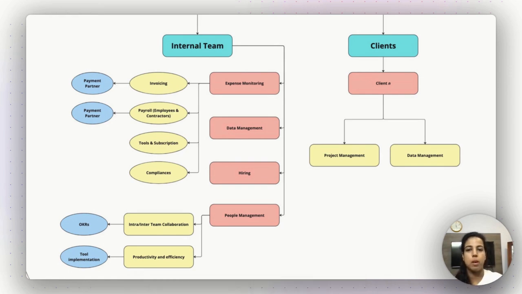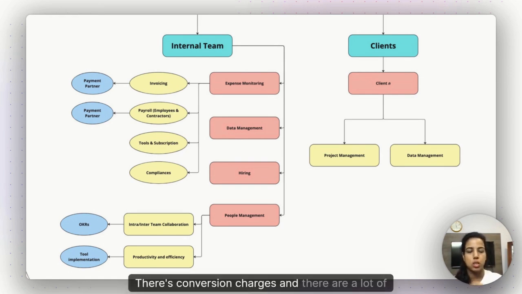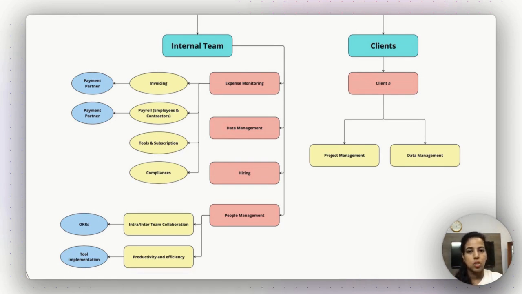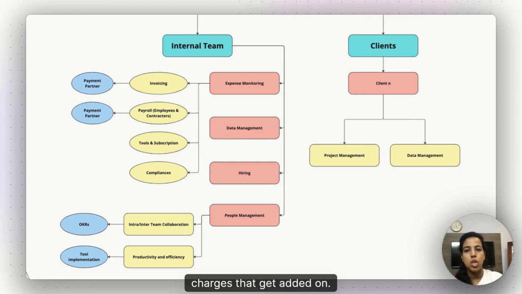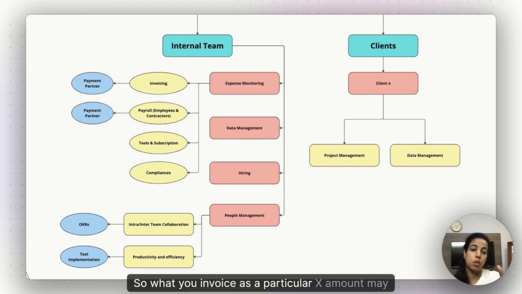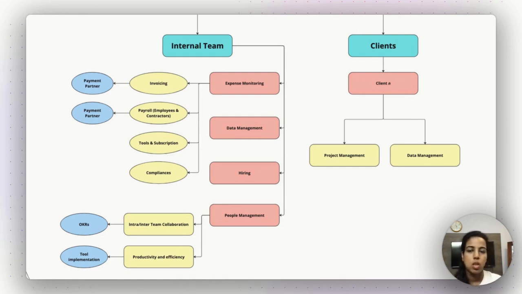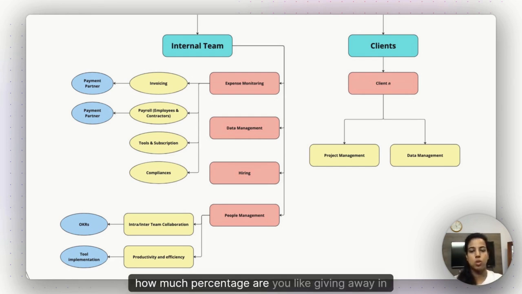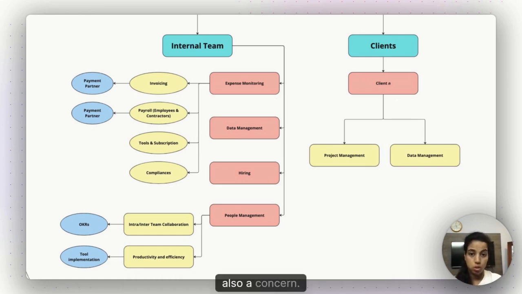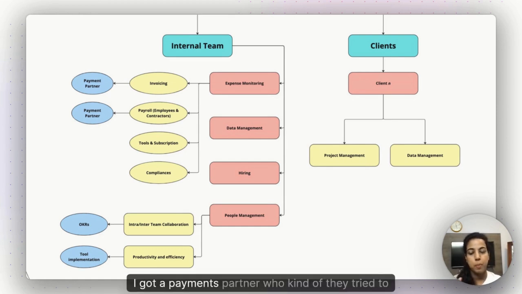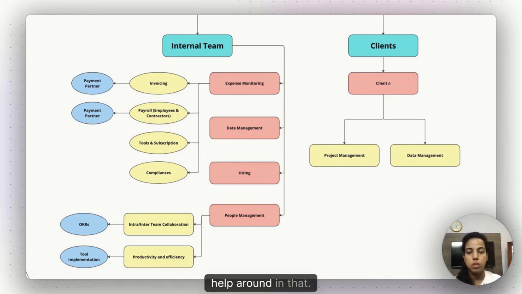Like there's a banking partner, then there's conversion charges, and there are a lot of different charges that get added on. So what you invoice as a particular amount may not reflect in your account. How much percentage you are giving away in invoicing versus the revenue you are getting is also a concern. You have to check that.